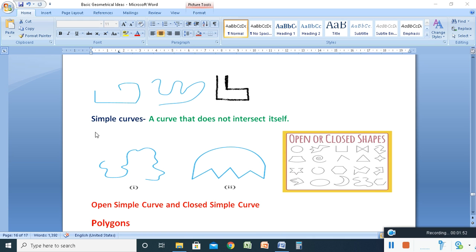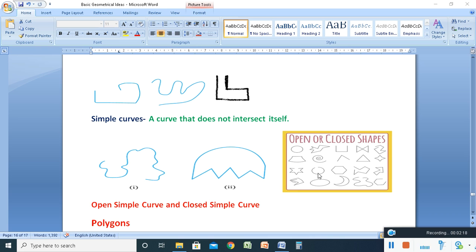So the next type is a simple curve. A simple curve means the shapes which do not intersect. It should not be like a cross. The shapes that do not intersect themselves, that is a simple curve. So if you look at this, this is an open simple curve, and this one is a closed simple curve.